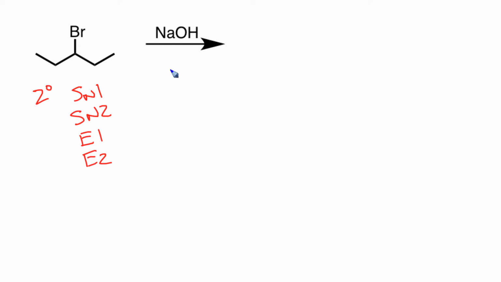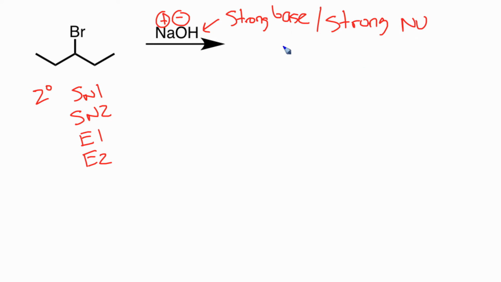But the next thing we'll look at is our base. We have sodium hydroxide, and we can think of this as Na+, OH-. The hydroxide is a strong base and strong nucleophile. So that tells us this can undergo the reaction through SN2 or E2 preferentially. Now a strong base can do SN1 and E1, but it's going to prefer one of these bimolecular mechanisms.